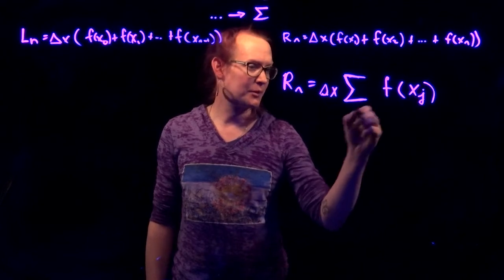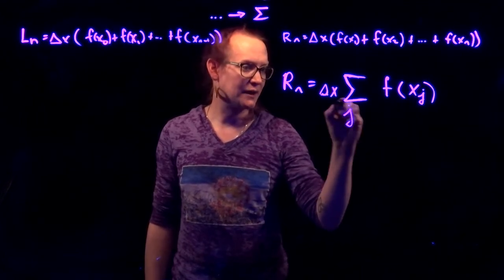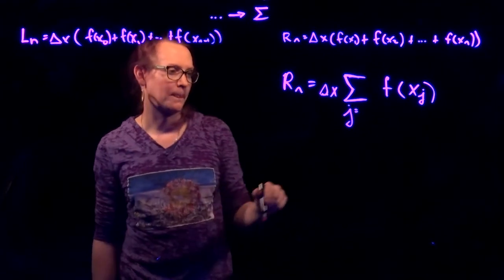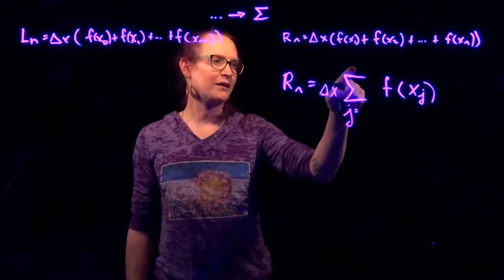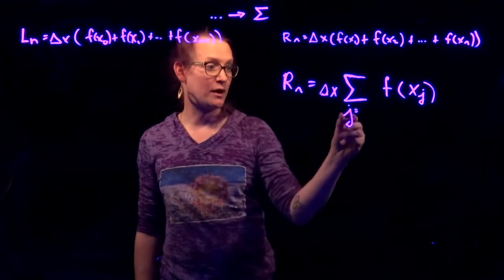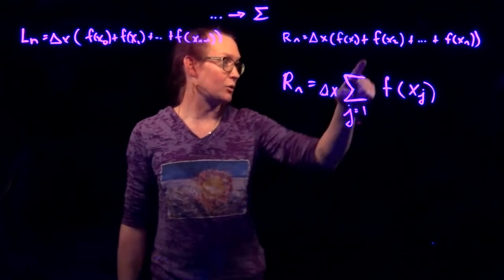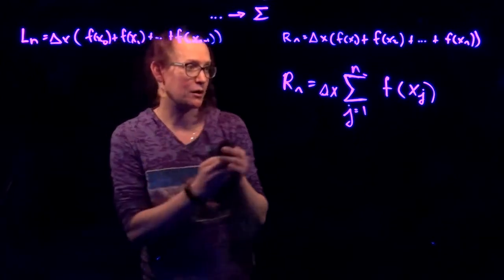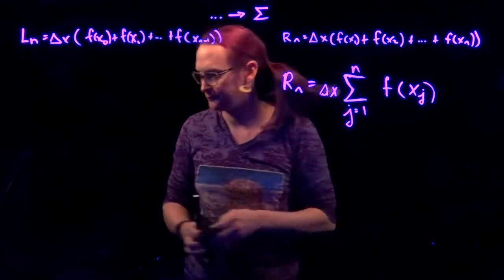So if the variable that's changing is j, then I better have a j right there. And I say, where does it start? That's going to go here. And where does it end? That's what goes there. It starts at 1. And it goes to n. Pardon my stray mark. Okay?